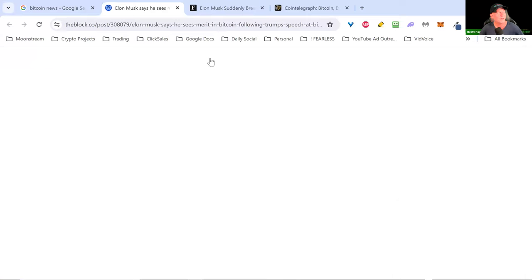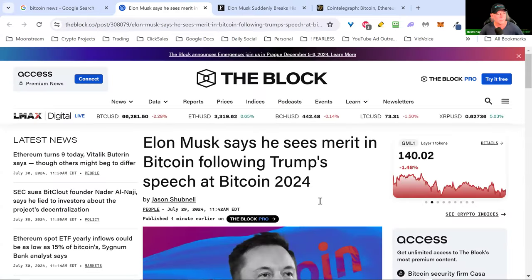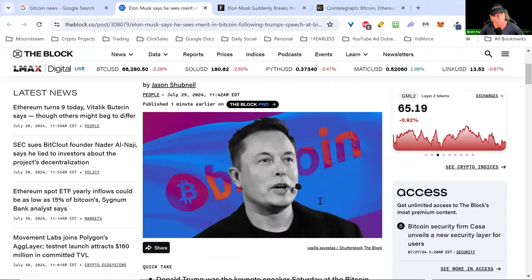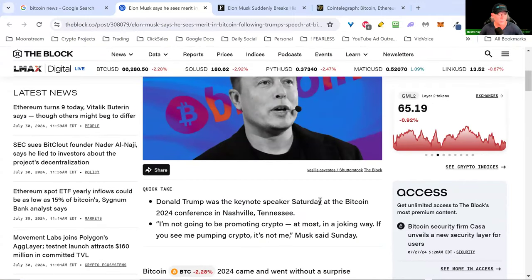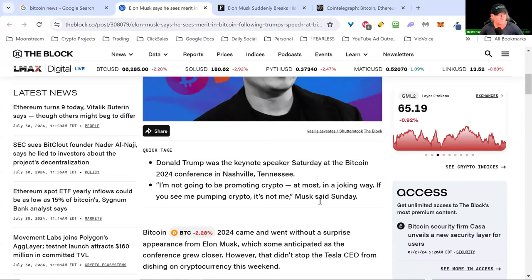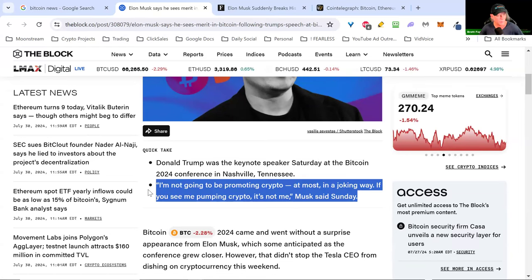Okay, moving right along here: Elon Musk sees merit in Bitcoin following President Trump's speech at Bitcoin 2024. These guys have become buddies. I'm not exactly sure. Let's see. Okay, so he's not going to be promoting it. If you see anyone promoting it, it's not me.